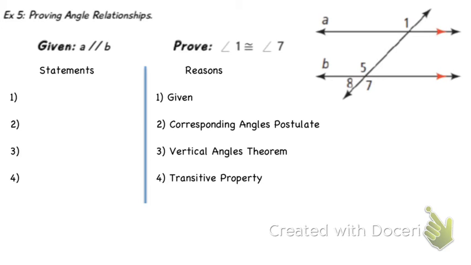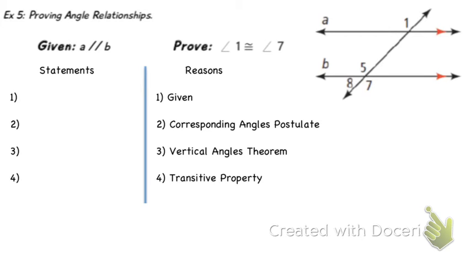So we're going to prove some angle relationships. Right now, we're given that lines A and B are parallel, which is already marked on the picture by these red arrows. And we're trying to prove that angle 1 is congruent to angle 7. Could we go straight from angle 1 to angle 7 saying they're congruent because they're alternate exterior angles? Yes. But right now, we're actually proving that the alternate exterior angles theorem even exists.